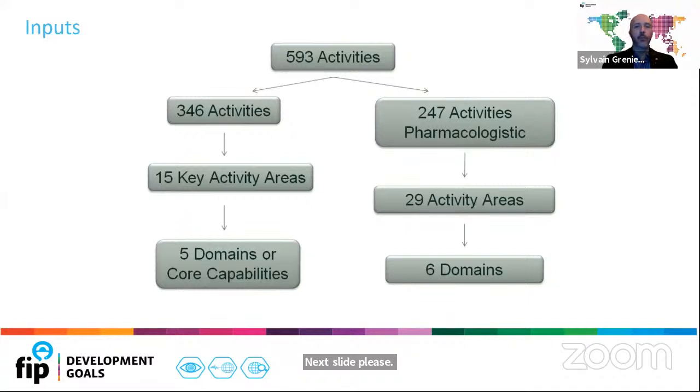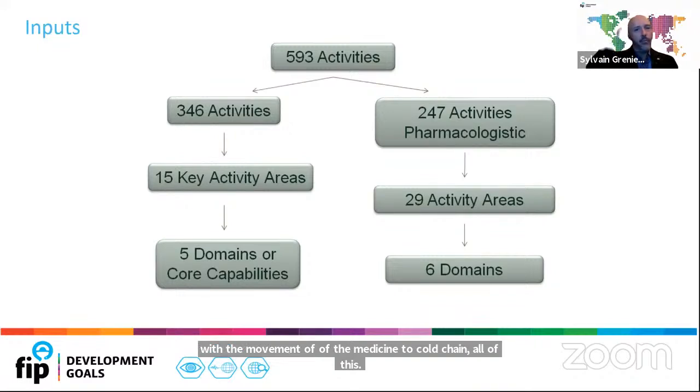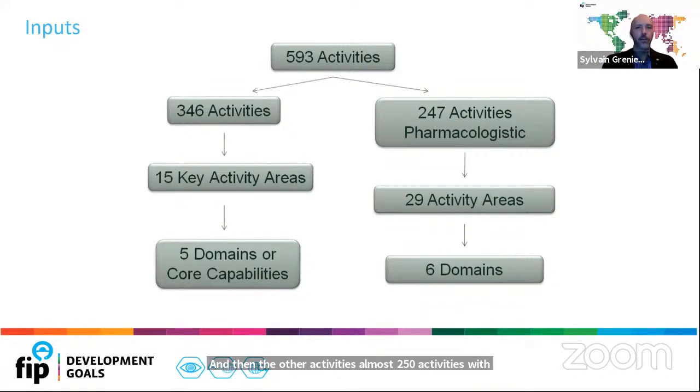So that work led us to bring almost 600 activities, and they were divided whether they were related to pharmacologistics, meaning anything that has to do with the movement of the medicine, the cold chain, all of this. And then the other activities, almost 350 activities, which were more like typical activities based on the professional judgment of the pharmacist or their competencies as well, expanding to public health and other type of training that in time of humanitarian work, you need to be involved as well. Those were then narrowed down to specific key activities and then certain domains. And all of this then working with Andrea and Naoko was converted in competencies.